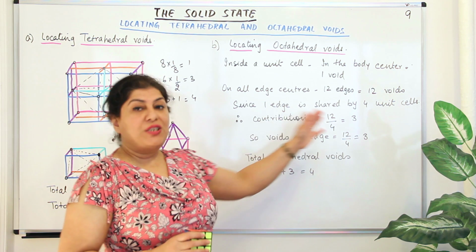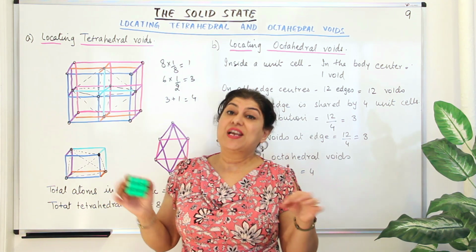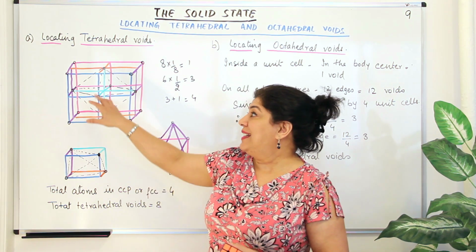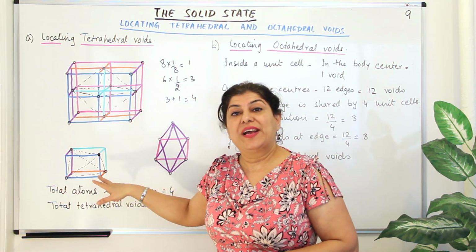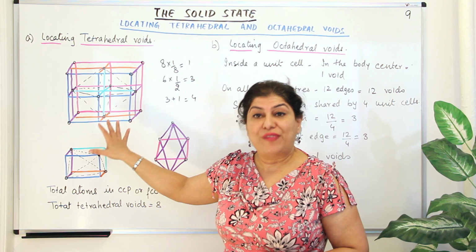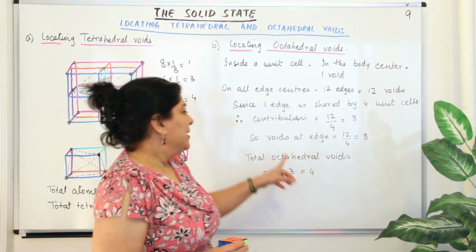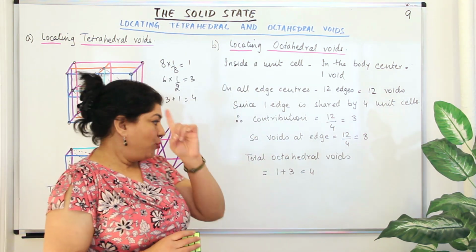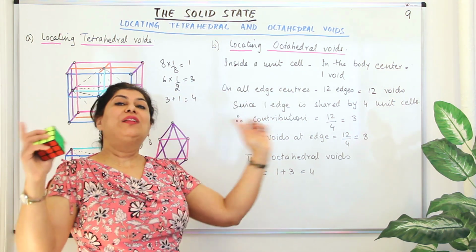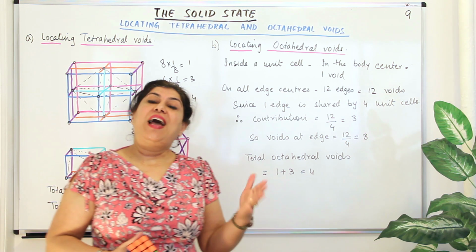What had we studied again? The relationship between the number of atoms and the number of voids, octahedral and tetrahedral voids. We said whatever is the number of atoms, the number of tetrahedral voids is double of it, which we verified. And we also have studied that whatever is the number of atoms, the number of octahedral voids is equal to that. So let us verify that too. What is the total number of octahedral voids we have? 1 is from the body center and 3 in all from all the 12 edge centers. Therefore 3 plus 1 means 4, and we have 4 voids.